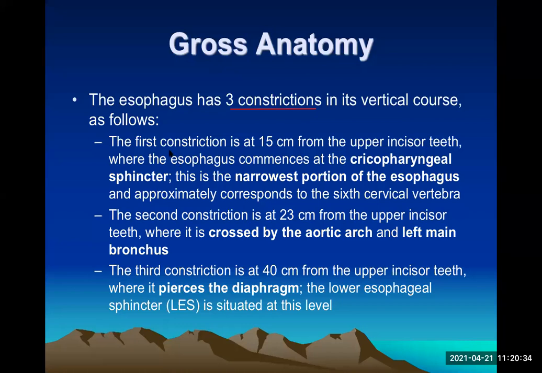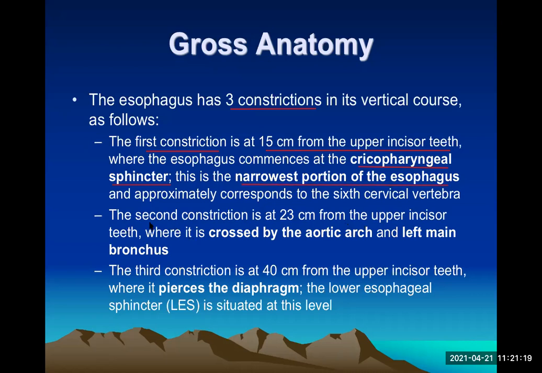The first constriction is at 15 centimeter from the upper incisor teeth, where the esophagus commences at the cricopharyngeal sphincter, right at the lower border of the cricoid cartilage, where the laryngopharynx ends and it starts as esophagus. That area is narrow. According to the distance, it is around 15 centimeter from the upper incisor teeth. That's how the surgeon knows, yes, I am reaching that constricted area. This is the narrowest part of the esophagus.